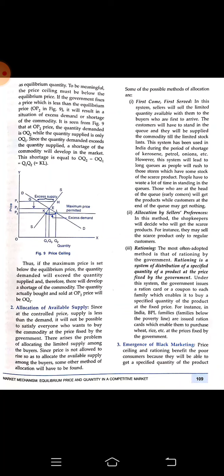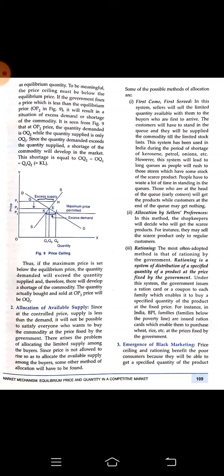Allocation and availability of price. Since price is not allowed to rise so as to allocate the available supply among the buyers, some other method of allocation will be found. So what methods is the government going to opt for, because the supply is not automatically going to increase in this kind of price fixing. If the government is fixing at OP2, how are they going to meet it?